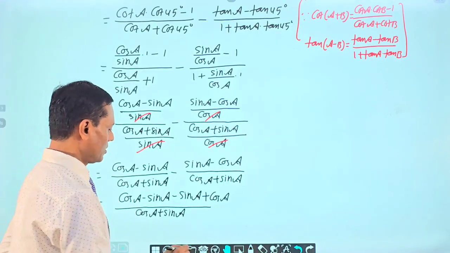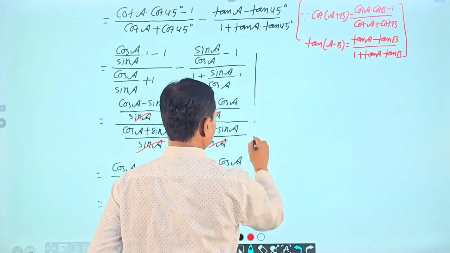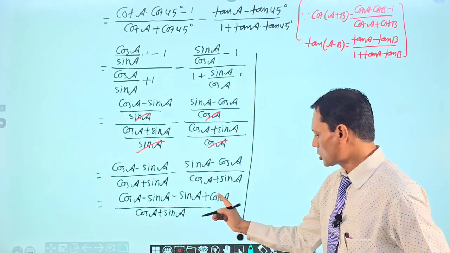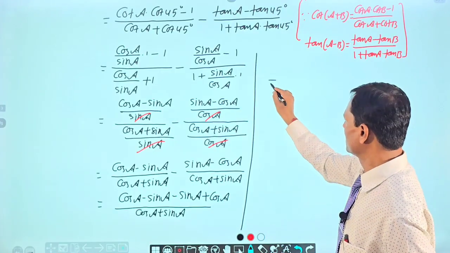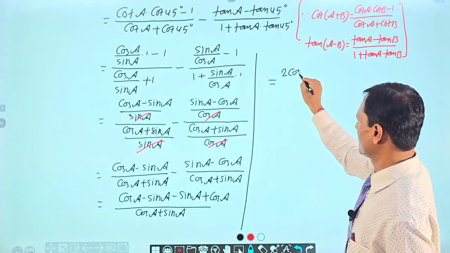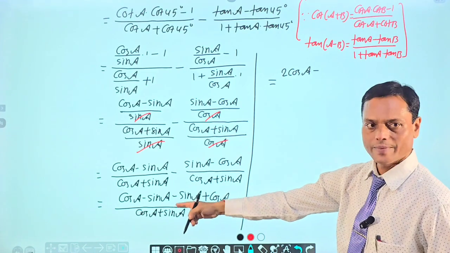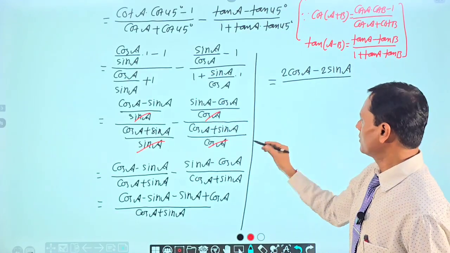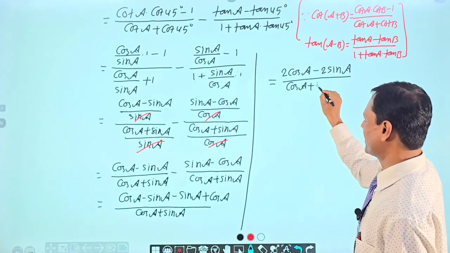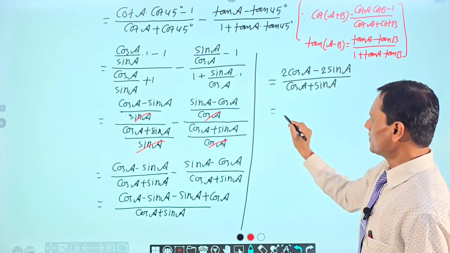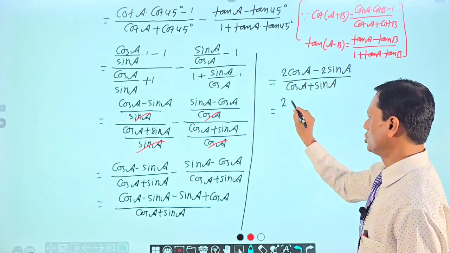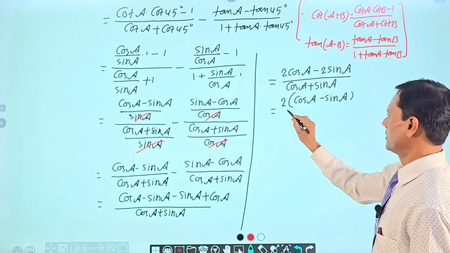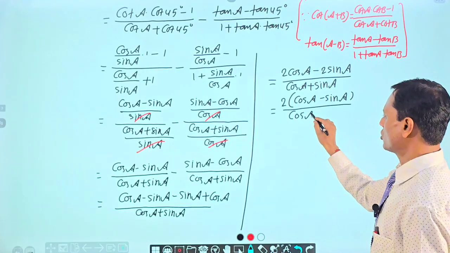And the next step we have, let me do it over this side. So here cos A plus cos A, that becomes 2 cos A, minus sin A means minus 2 sin A. Here cos A plus sin A. Next step we can take 2 common, cos A minus sin A, and here cos A plus sin A.